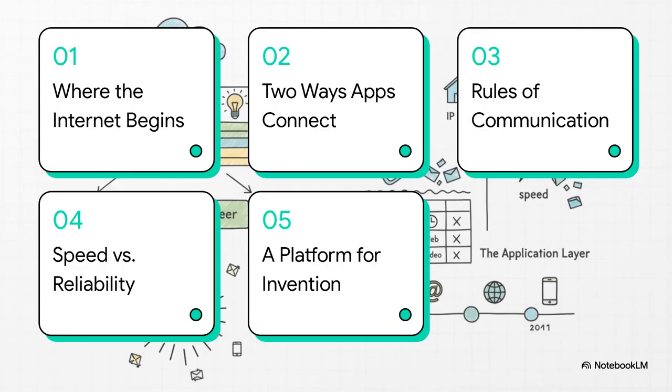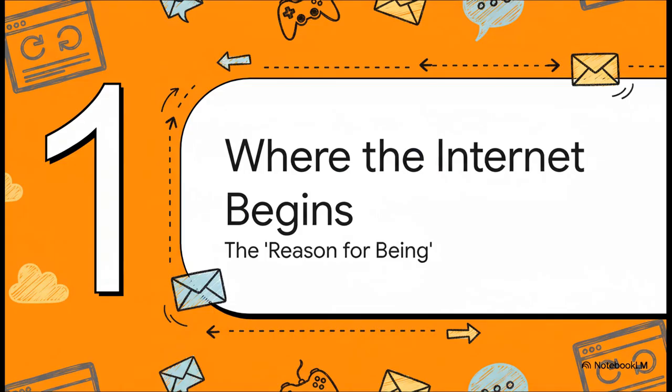So here's what we're going to cover. First, we'll see why this layer is basically the whole point of the internet. Then we'll look at the two main ways apps are designed to connect. After that, we'll dive into the rules of communication they follow, explore the huge trade-off between going fast versus being reliable, and finally, we'll see how this whole setup created an amazing platform for invention. Okay, first up, where the internet really begins.